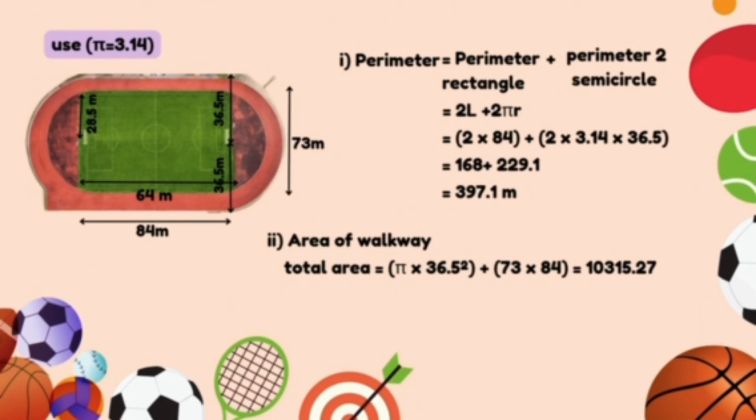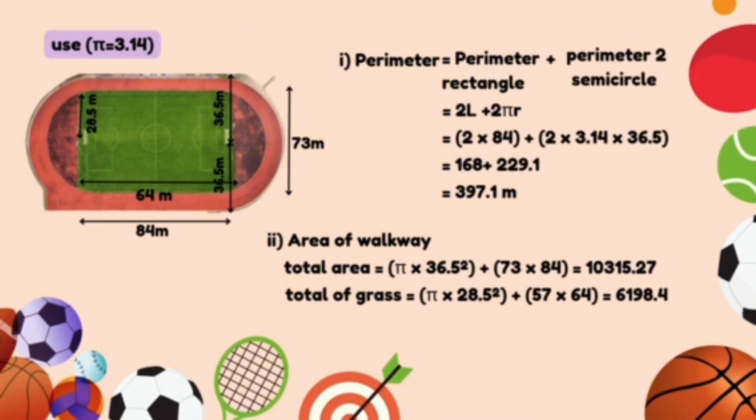Next, we calculate the area of the green grass field in the center. Just like the outer part, we combine its circular end and a rectangle middle using the formula π times 28.5 squared plus 57 times 64. This gives us a total grass area of 6,198.47 square meters.